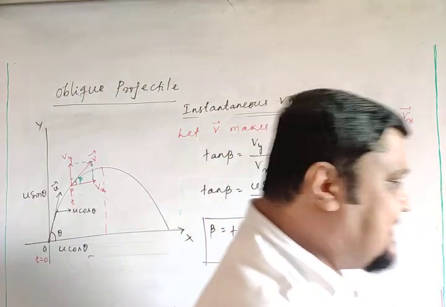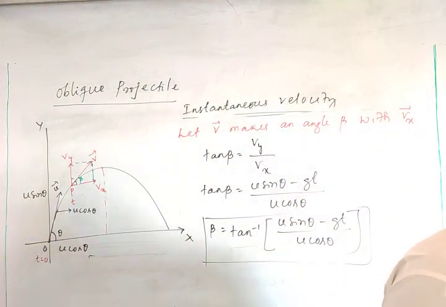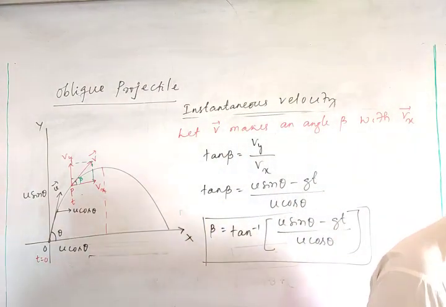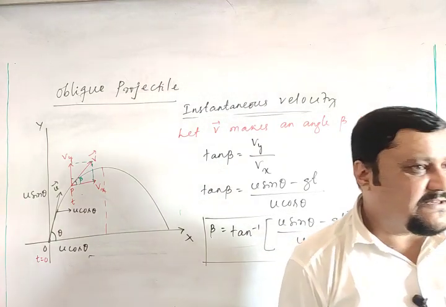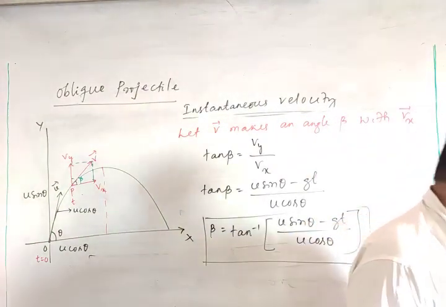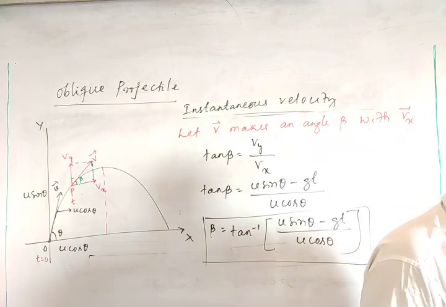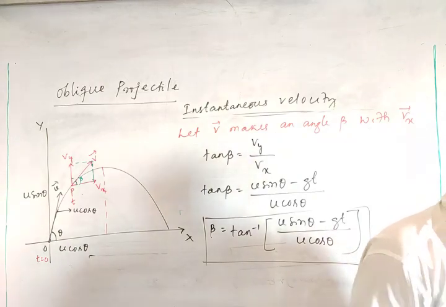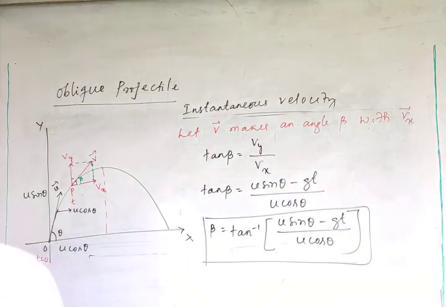So in that way this gives the magnitude and direction of the velocity, or the resultant velocity, of an oblique projectile. Clear? Then the next parameter we will go for is the time of flight. Now we will find the time of flight. For that, let me erase this.